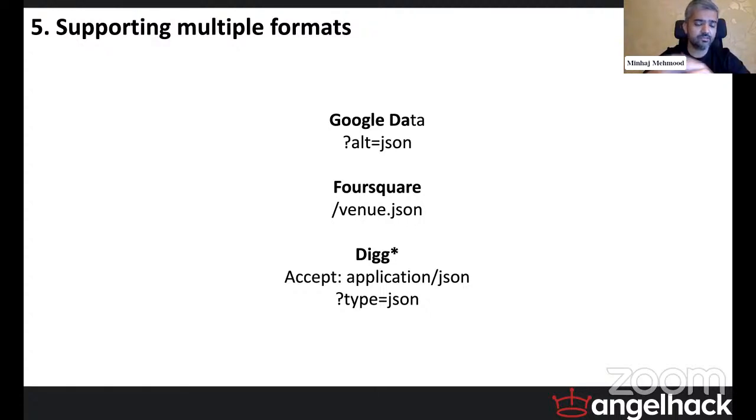Foursquare, if you just add a .json extension at the end of the endpoint, it will return you the JSON format. Digg accepts the header application/json, and in that header, if you specify JSON or XML, it returns that type of response in the API response.